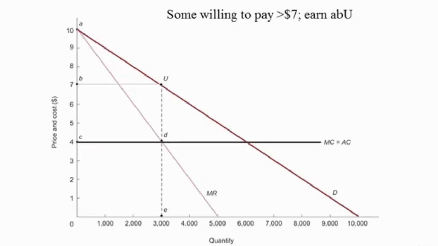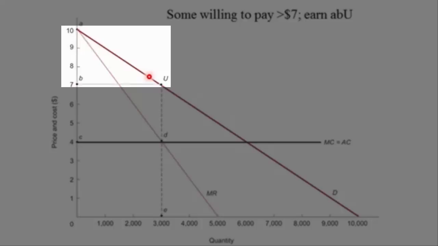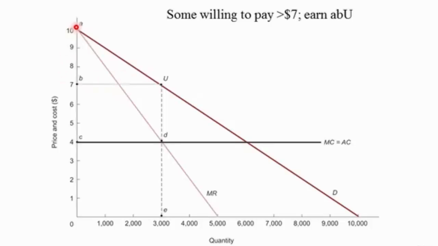But you can obviously see that there are some people who are willing to pay a lot more than $7. There's some people willing to pay 8, some people willing to pay 9, some people willing to pay all the way up to 10. So their consumer surplus that they are currently enjoying, if we kept charging $7, would be this triangle ABU. Well, the firm may be able to capture that by, let's say, charging $10 to the person who demands it the most, charging $9 to this person, charging $8 to this person, etc.